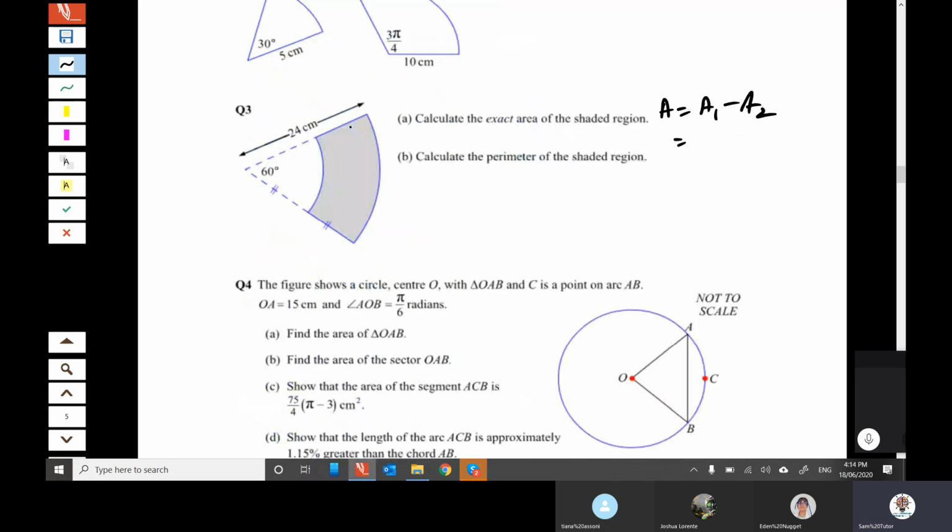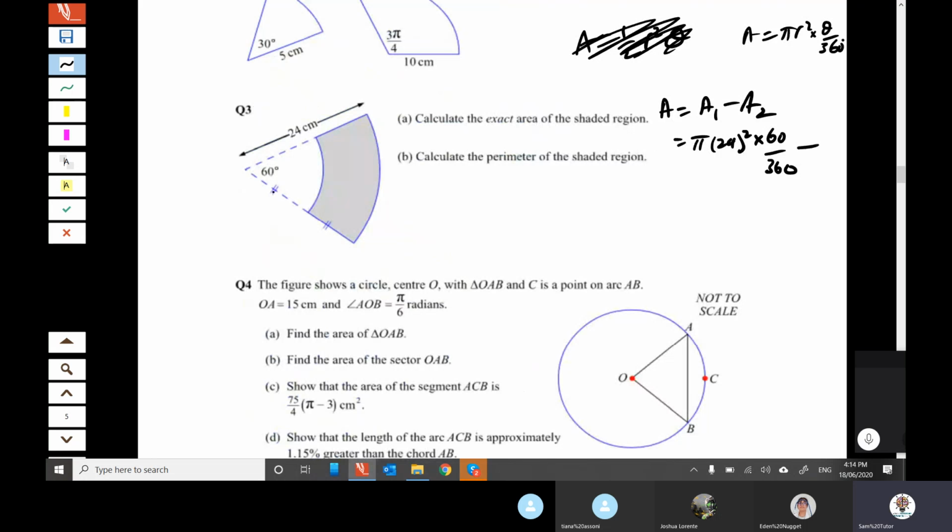Area 1 would be, what do you want to do? Do you want to use your formula, half r squared theta, or do you want to use pi r squared? What do you guys want me to use? You've got to make a decision. Pi r squared, you're more comfortable with that? Because you probably memorized that already, right? Yeah. 24 squared times theta, 60 degrees on 360. That's it. That's the area of the big one.